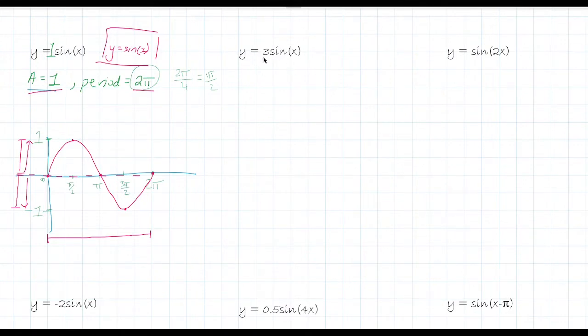So for this one, we know that our amplitude is 3, and our period is given by doing 2 pi divided by the number in front of x, which in this case is 1, and that's called b. So our b value is 1. So 2 pi over b gives us our period for any sine or cosine function. And in this case, that will be 2 pi over 1, which is just 2 pi. So we know that our amplitude is 3 and our period is 2 pi. So let's plot that.